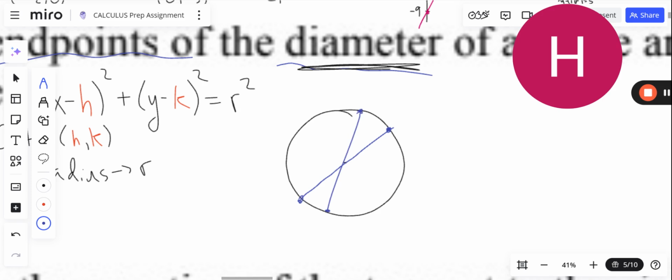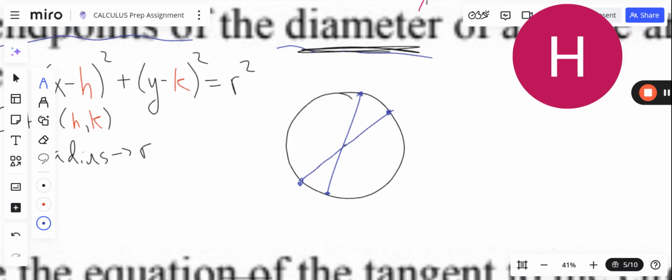Okay, what's special about the endpoints of a diameter? Well, the diameter, you might remember, is twice the length of the radius. So the radius is the distance from the center to the edge of the circle. And therefore, if I have this radius going to the edge of the circle, and then in the opposite direction, I do the same, then that's 2 radius lengths, and that's called a diameter length.